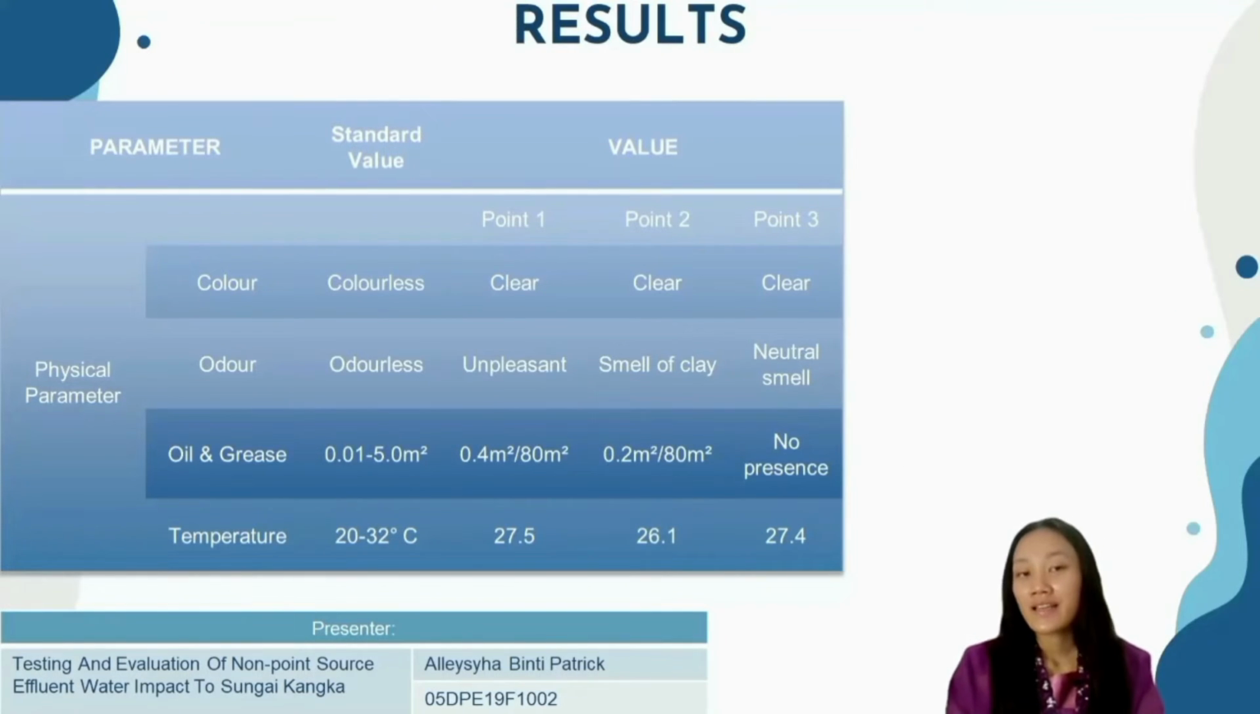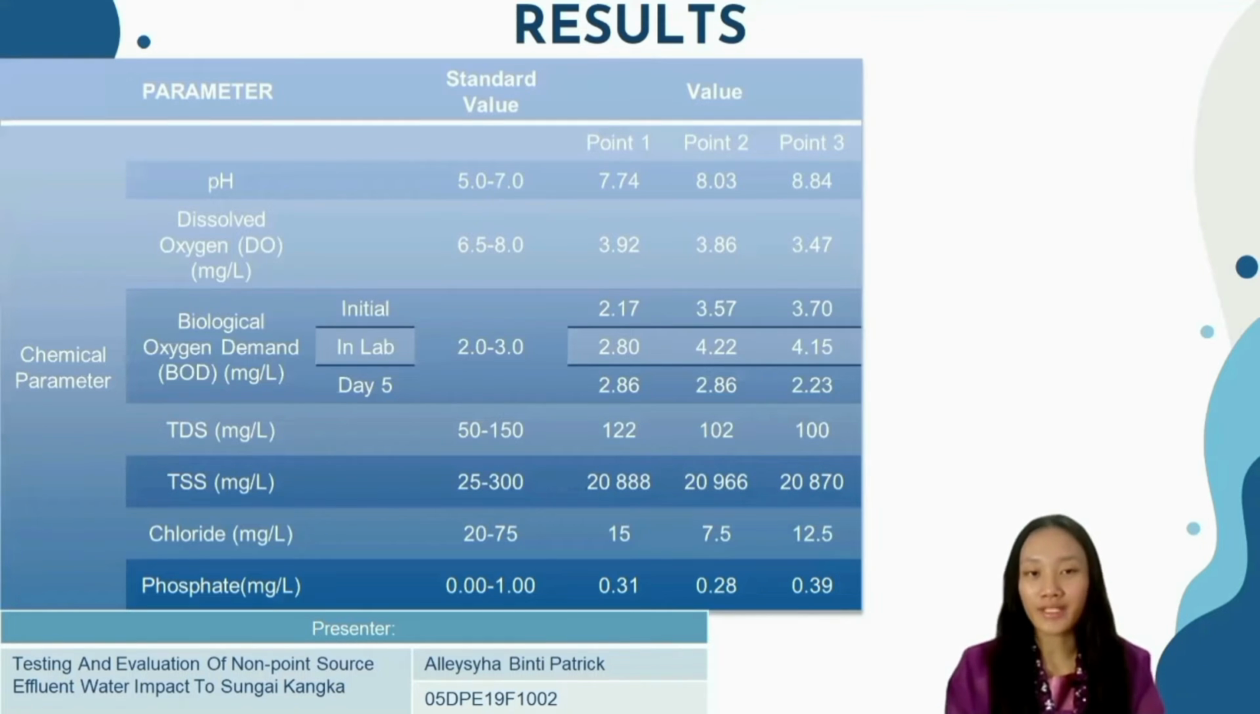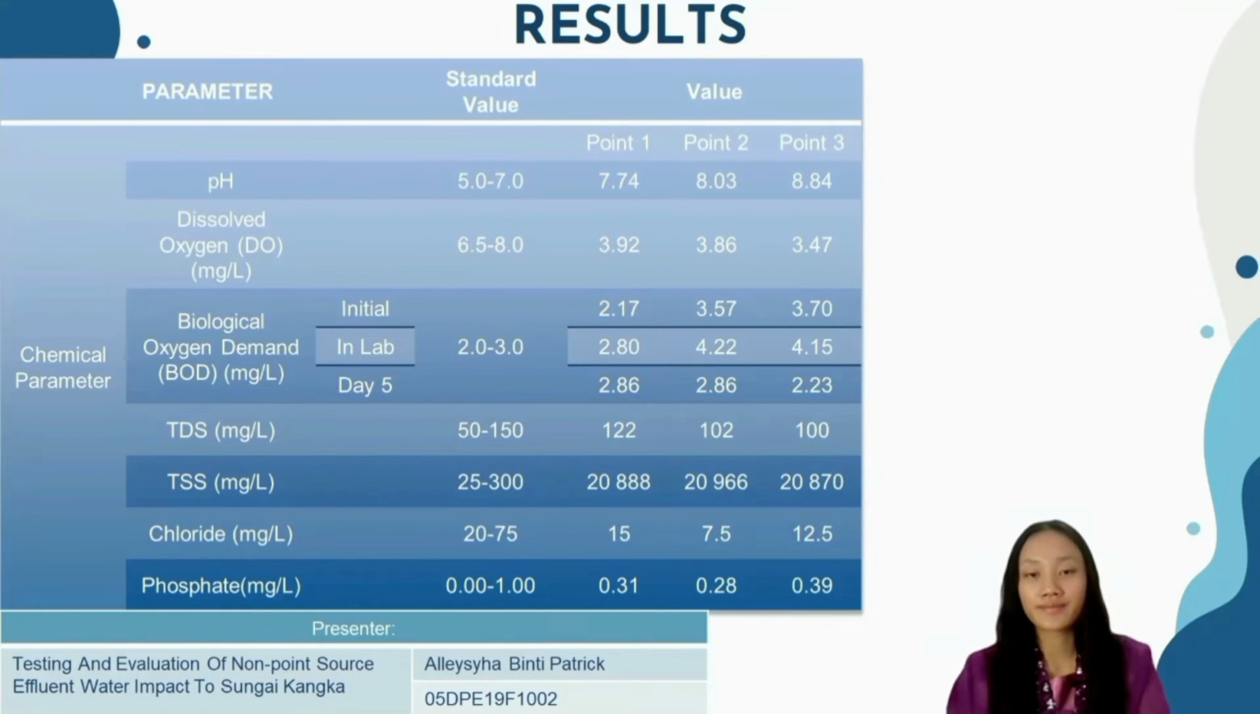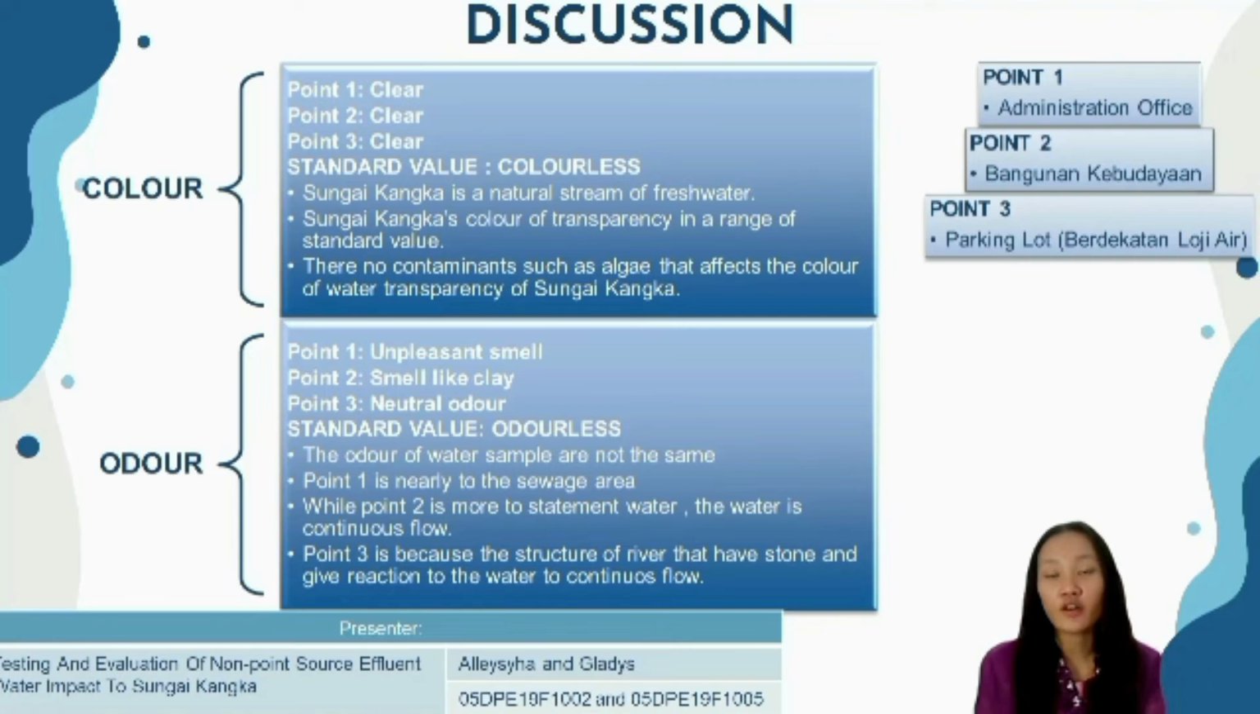In addition to this, the slide displays the results for each parameter, both physical and chemical. There are values from 3 different points to establish the differences between each value. Additionally, a standard value is supplied to indicate acceptable water quality. Next, let's go to the discussion of this project.